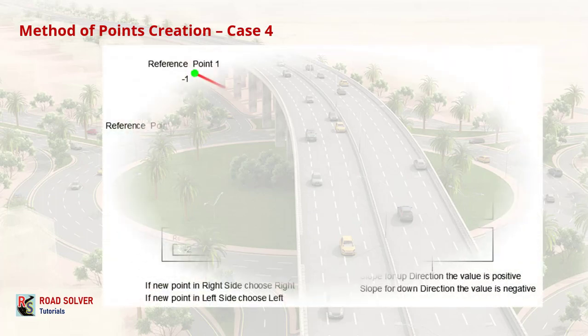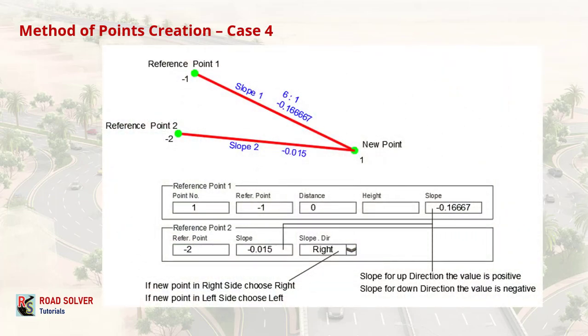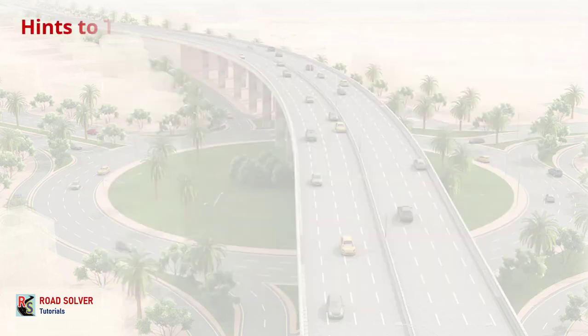The final method, case 4, uses two reference points, with slope 1 and slope 2. You have to put in reference point 1 and the new point, and reference point -1. This distance will be 0. After that the slope, then again reference point 2, then the slope. Then you have to mention whether it is going right side or left side. This is the method used for the two reference point calculations.